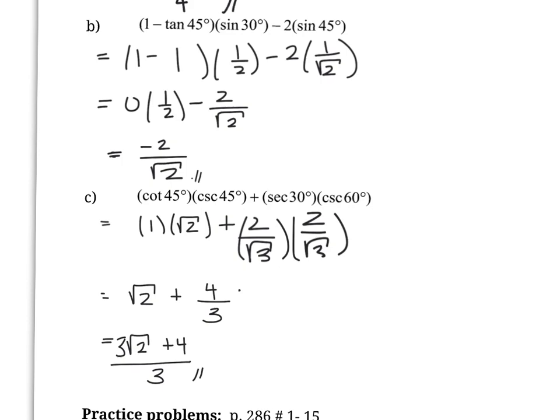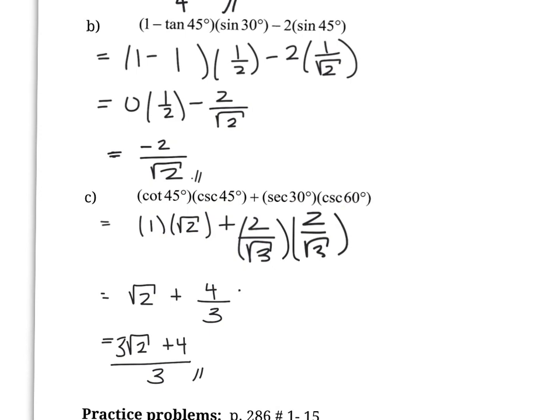Let's take a look at this guy here. Cotan 45 is 1, cosecant of 45 is root 2, secant of 30 is 2 over root 3, cosecant of 60 is 2 over root 3. This is easy. 1 times root 2 is root 2. This guy is going to be 2 times 2 is 4. Root 3 times root 3 is going to be root 9. The positive square root of 9 is 3. So root 3 times root 3 is just going to be 3.